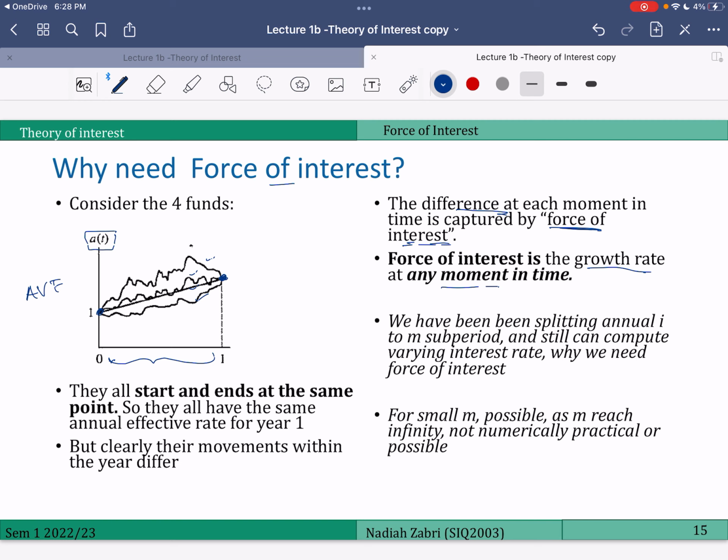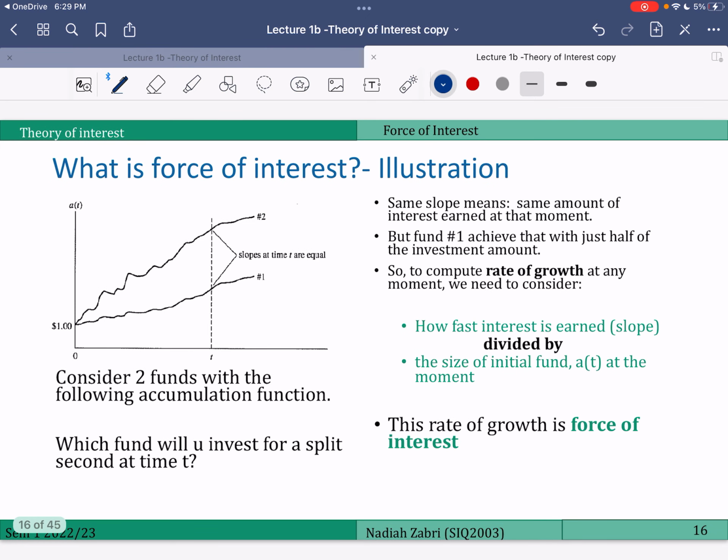Okay, so we have been splitting our annual i into a smaller sub-period, right? So we got a fractional effective interest rate. That actually works if our interest rate doesn't change so often. But if our interest rate changes momentarily, then using j or using fractional i is not going to be very practical. So that's why it's more practical to use force of interest, delta.